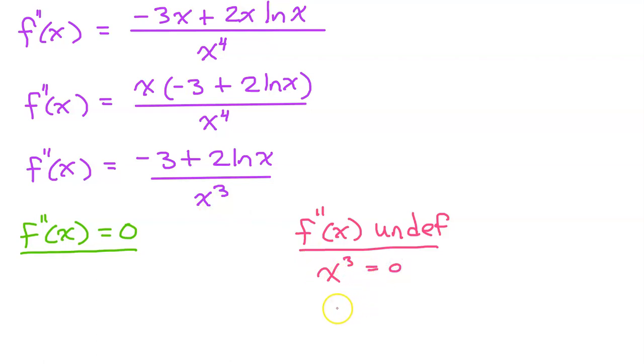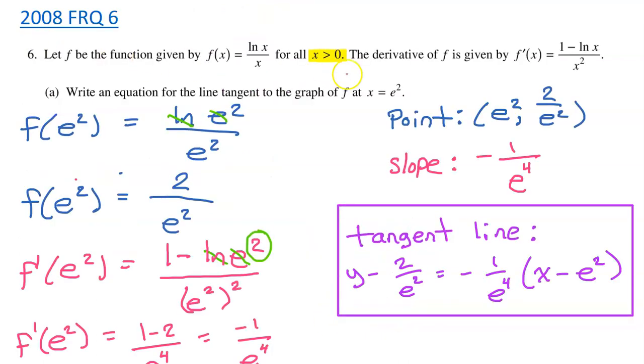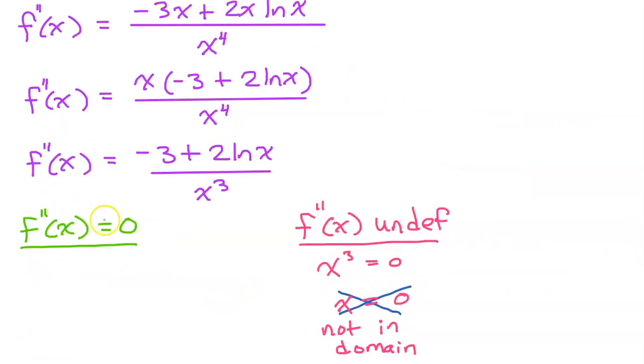So clearly that means that x would equal 0. But there's a problem with that. We were given in the setup that x is greater than 0. So x equals 0 is outside of the domain. So we just need to find where f double prime is equal to 0.